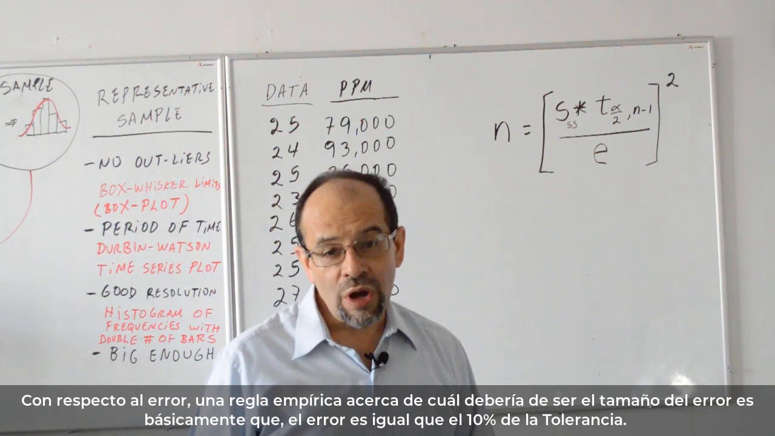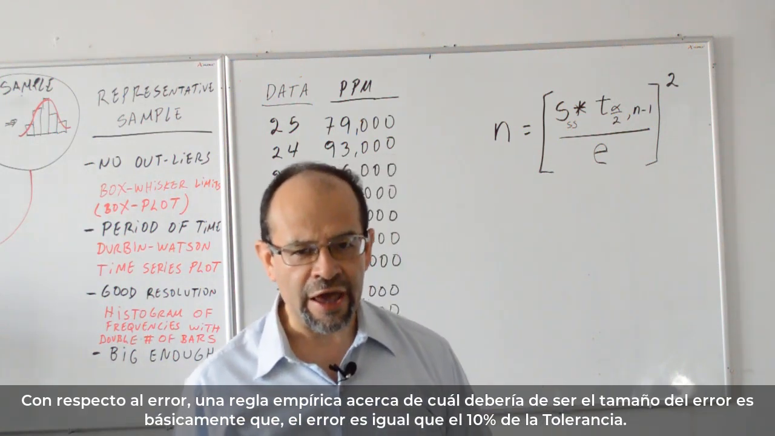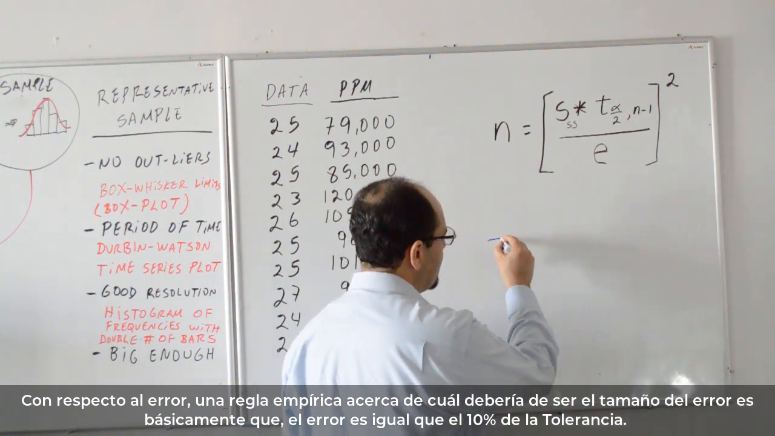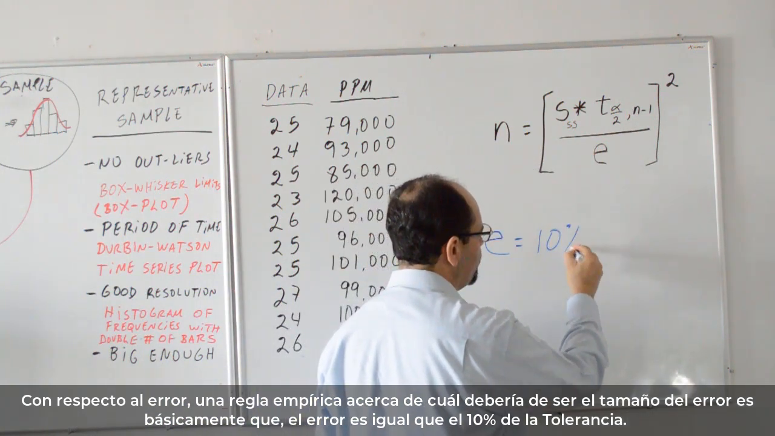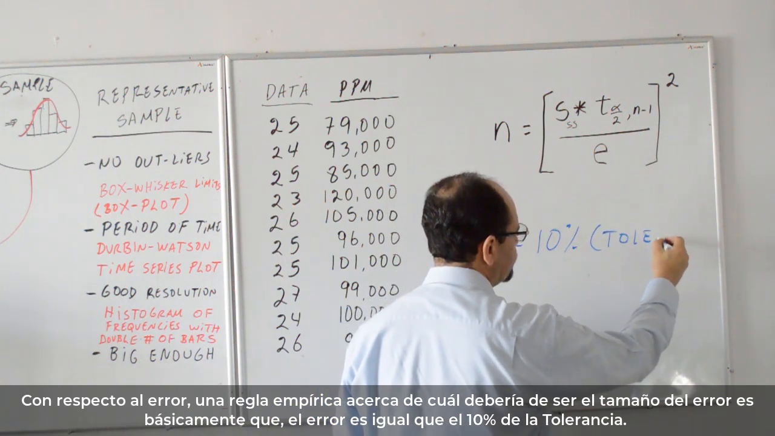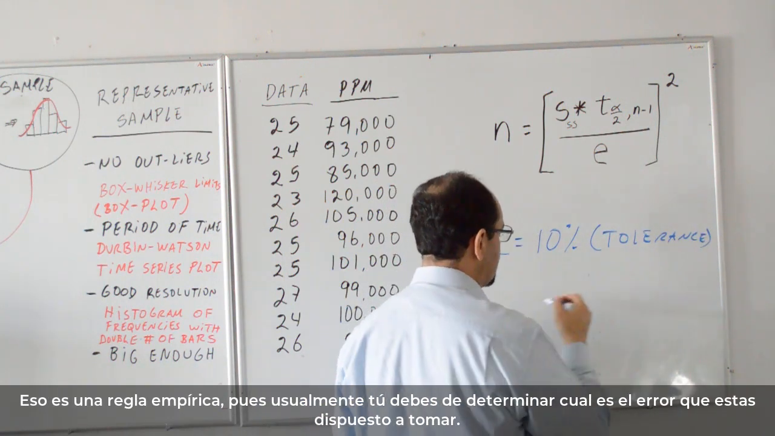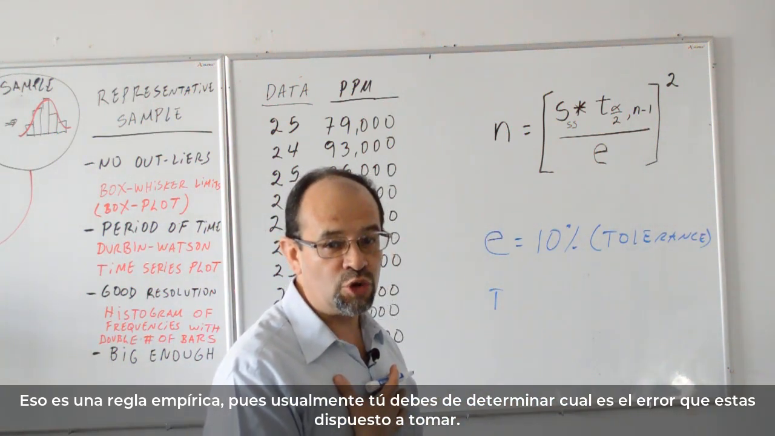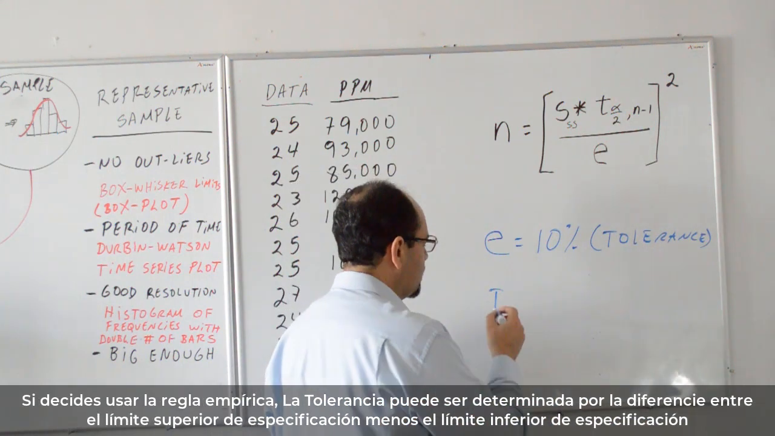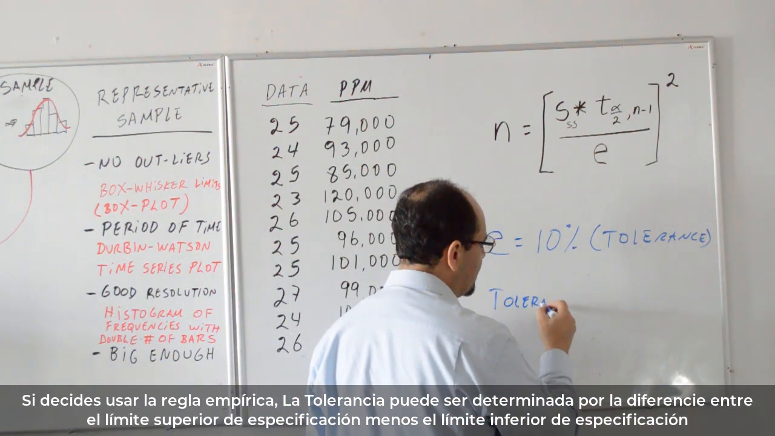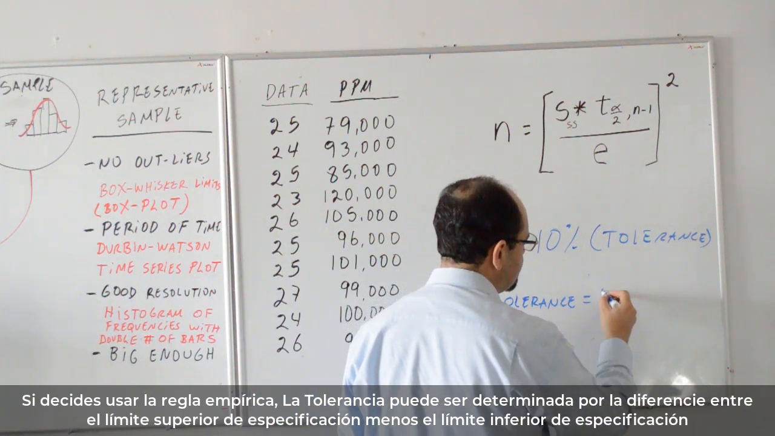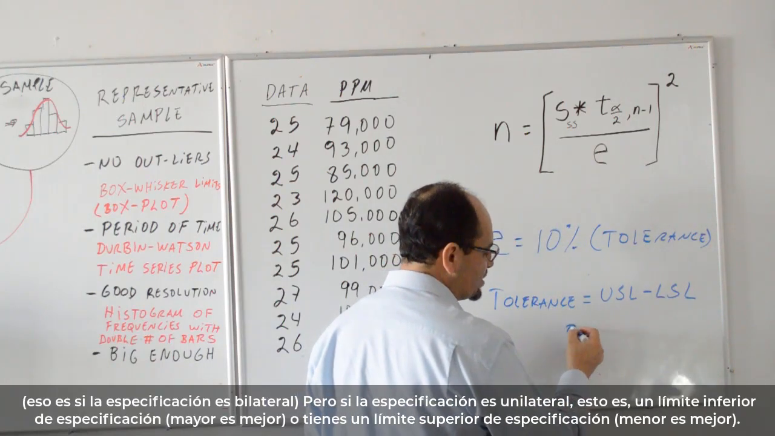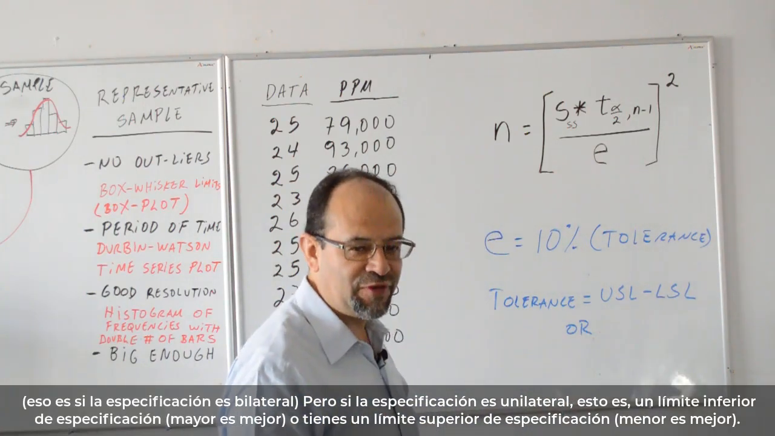This error, well, the error varies. A rule of thumb about what should be the size of the error is that the error is equal to 10% of the tolerance. And what is the tolerance? That is a rule of thumb. Usually you have to determine what is the error that you are willing to take. So the tolerance can be given by the upper specification limit minus the lower specification limit, if you are having two-sided specification limits.